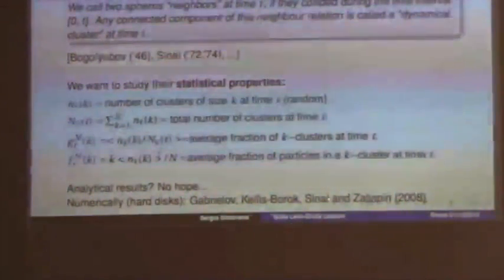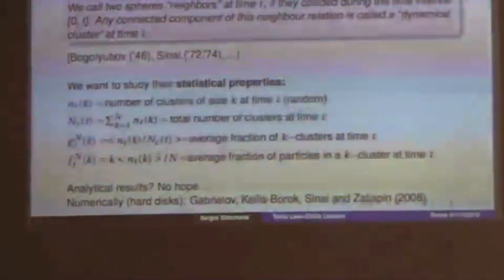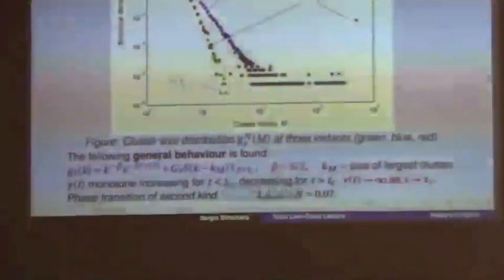There is little hope to have analytical results for this object, because you can write these distributions in terms of your initial density, but it will be extremely complicated. Numerically, instead, they have been studied in a paper in 2008 by Gabrielov, Keilis-Borok, Sinai, and Zaliapin, and they found this scenario, which is typical of a phase transition of the second kind.